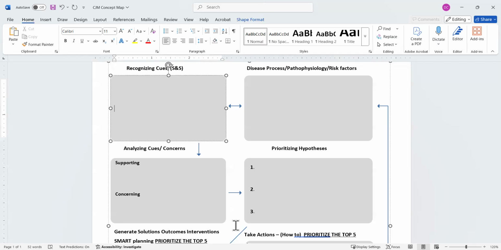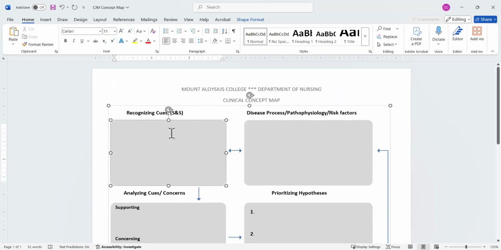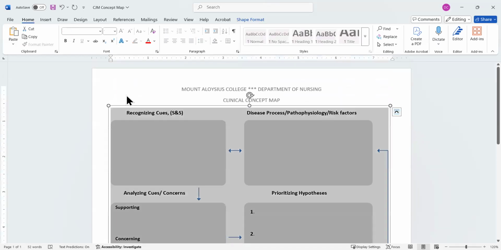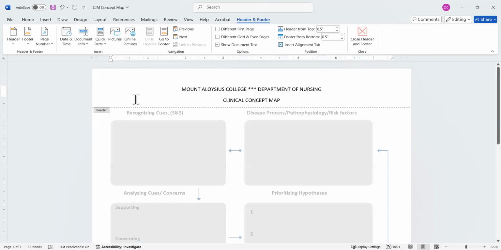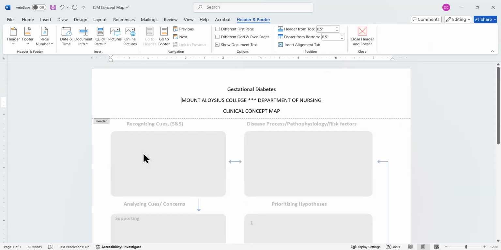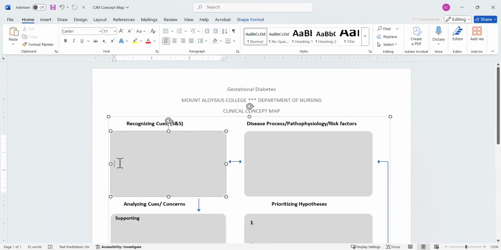All right, so to get started, we're going to do this on gestational diabetes. Okay. So, what do we know about gestational diabetes? Well, what am I going to assess when I assess a patient?